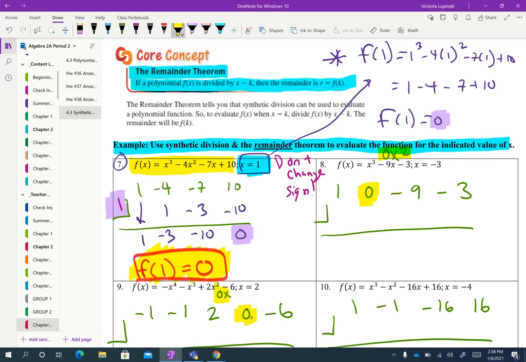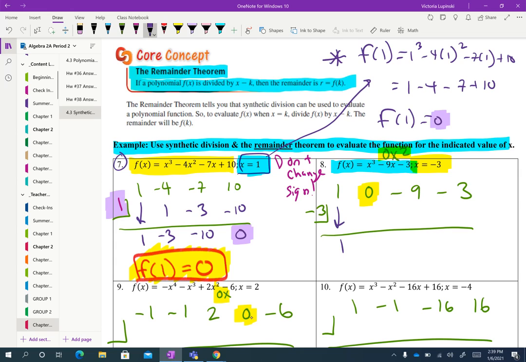So take a look at number 8. In number 8, take a look at the original problem. Notice that because of the fact that there was no quadratic term, I had to use a 0 placeholder, so that is still the case. Then take a look, x equals -3. So if x equals -3, you are not going to change the sign. You're going to just leave it in the box. And then we're good to go.